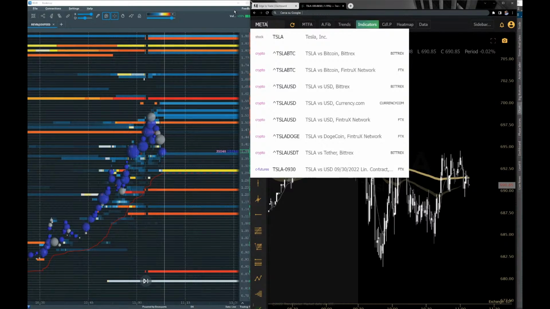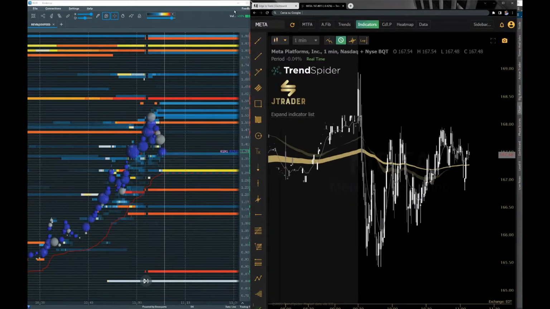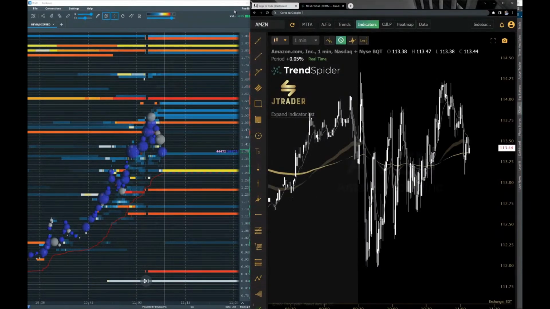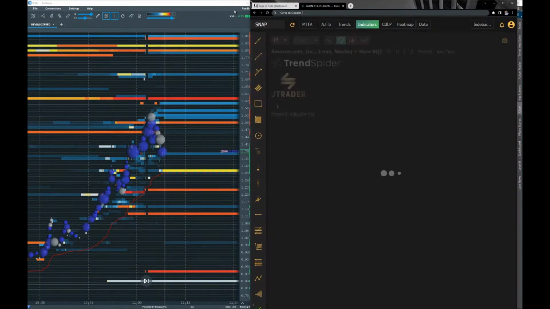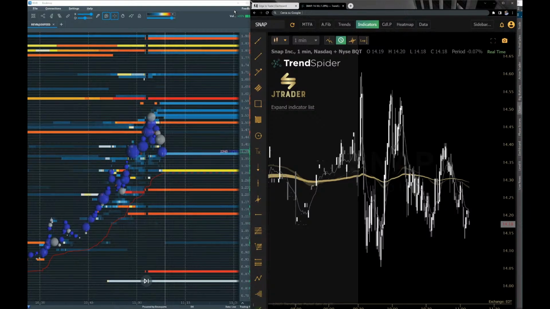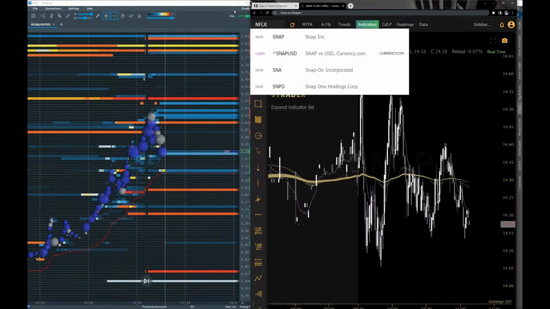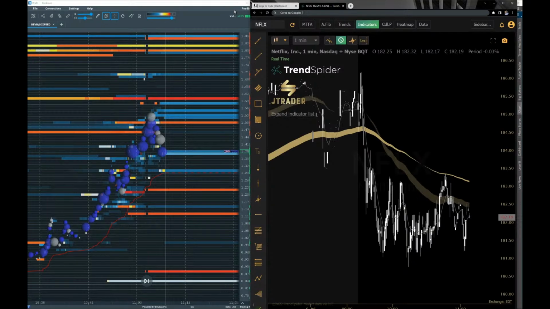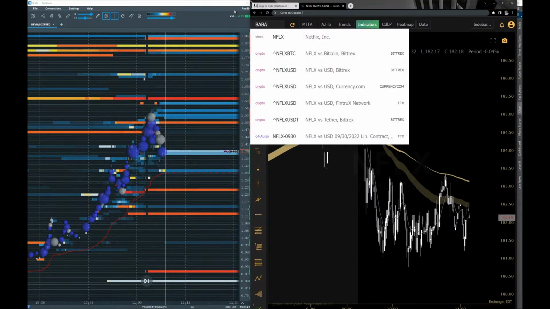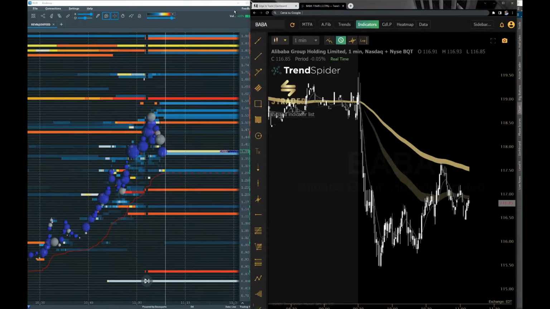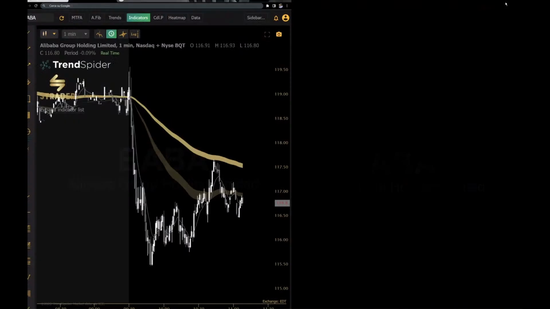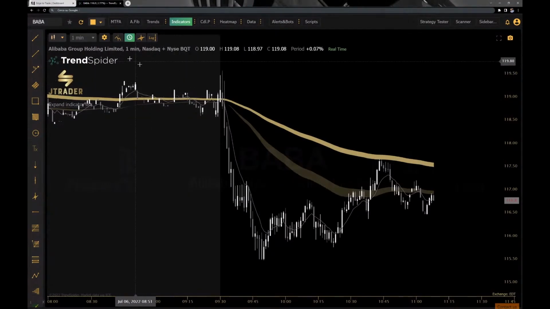So Tesla sideways, Meta sideways over here. You see the market is flat, Amazon as well. Snap, which gave us a very good move yesterday, sideways. Netflix slowly downtrending. Baba is, I would say, the best trend of the day.